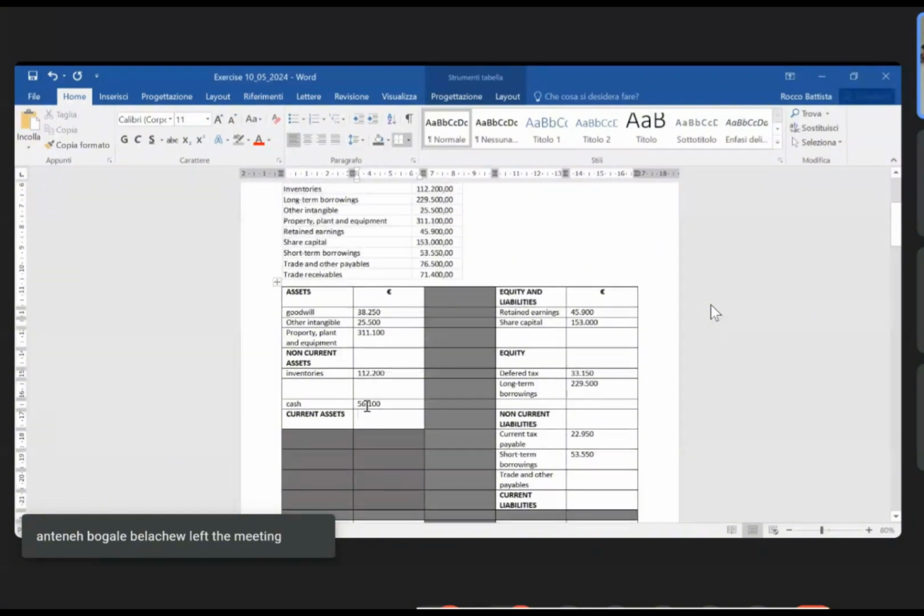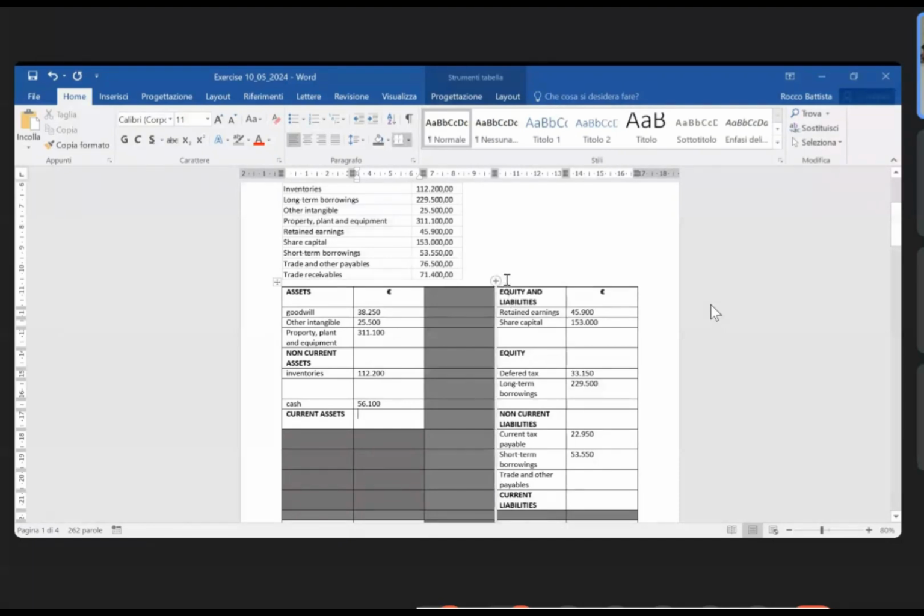So trade receivable. Someone want to try? Current assets. Very good, student. Very, very good.